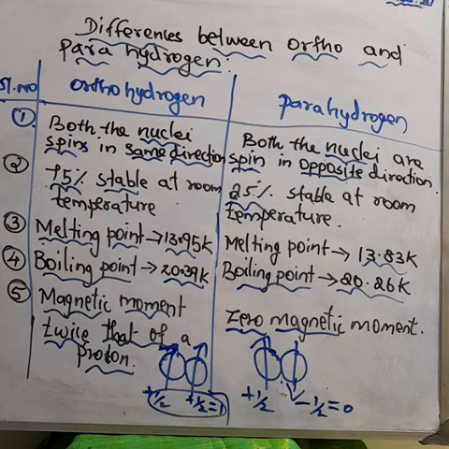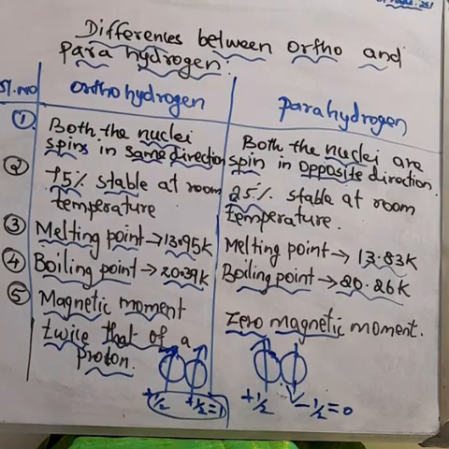What is the melting point? 13.95 Kelvin for ortho hydrogen. The para hydrogen melting point, 13.83 Kelvin. Then what is the ortho hydrogen boiling point? 20.39 Kelvin. Para hydrogen, what is the boiling point? 20.26 Kelvin. After that, the fifth one, the magnetic moment: ortho hydrogen has twice that of a proton, but para hydrogen has zero magnetic moment. Okay, these are the differences between ortho and para hydrogen.